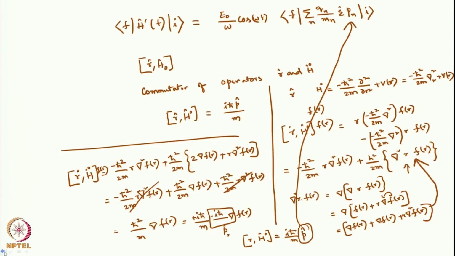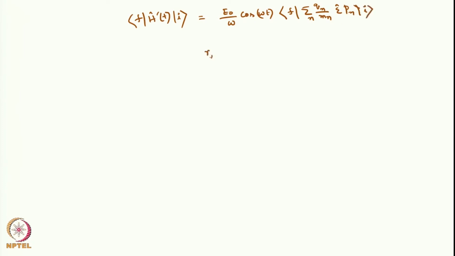So, what was the equation that we had? This one. H prime of t, I equals E naught by omega cos omega t acting on the sum over n of q n by m n p n, I, and we found that the commutator R, H naught is equal to i h bar p by m.